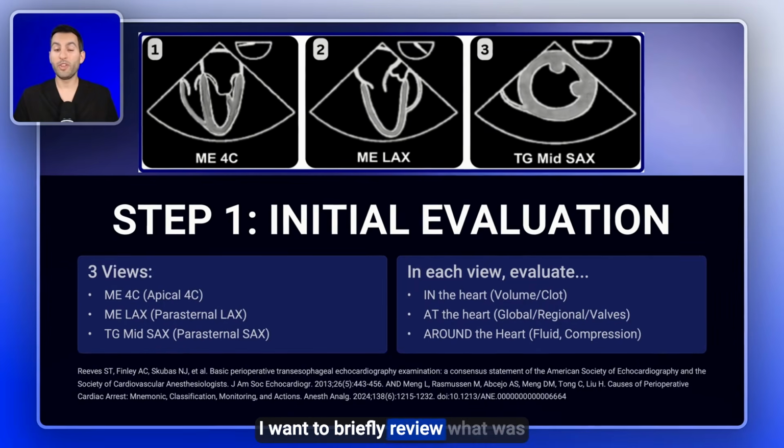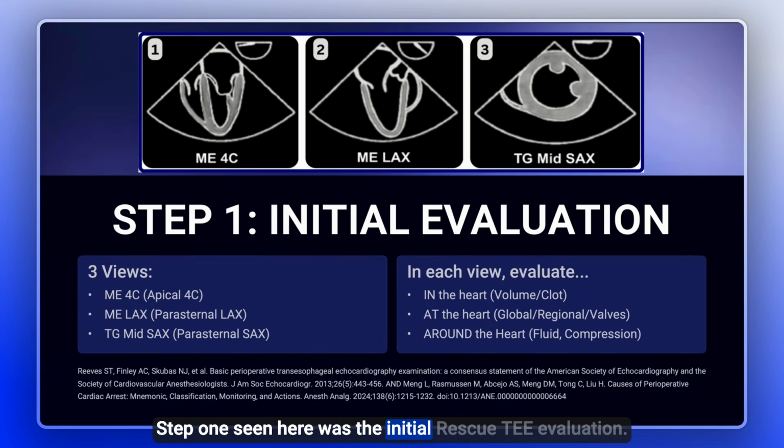I want to briefly review what was covered in the prior 2 episodes. In episode 15, we introduced the Tea Time Rescue TEE protocol. Now, this consisted of 3 steps. Step 1, seen here, was the initial Rescue TEE evaluation. This is where when you're evaluating a patient, you perform a mid-esophageal 4-chamber view, a mid-esophageal long-axis view, and a transgastric mid-short-axis view. In each of these views, you're going to be looking in the heart, at the heart, and around the heart to discern if there's a problem with preload, contractility, or afterload.